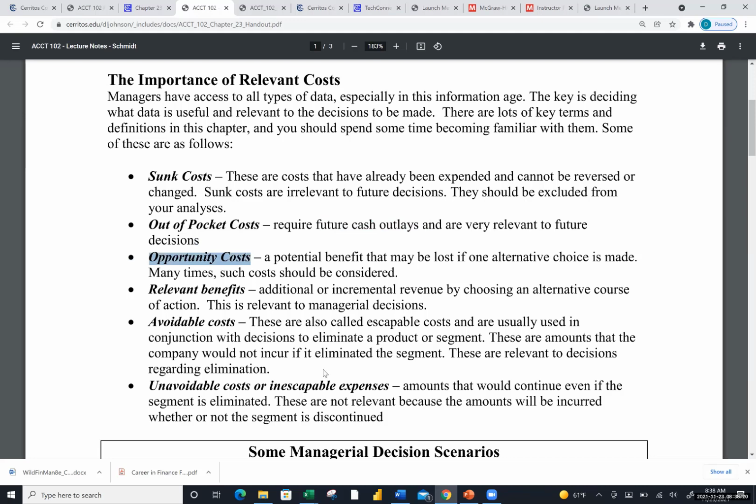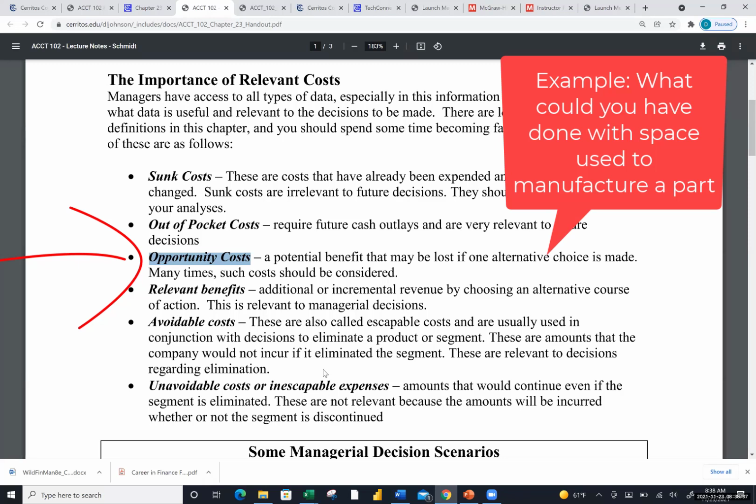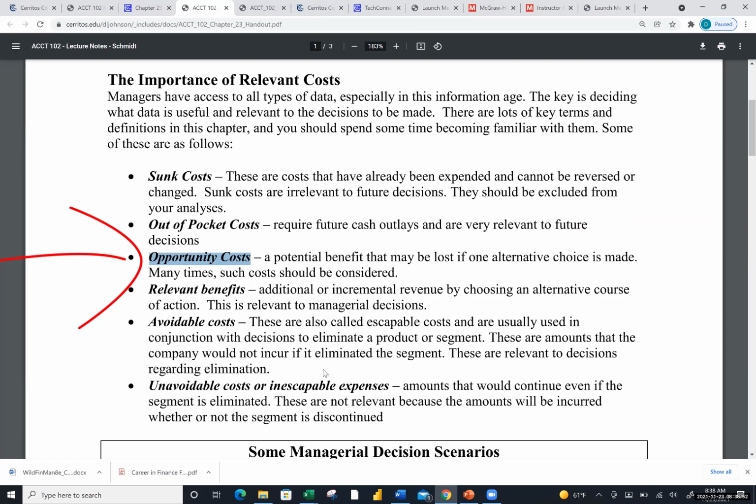The part that sometimes I struggle with in both accounting classes and in economics classes are opportunity costs. And that's because they're not so well defined many times. So an opportunity cost is a potential benefit, one that you may see if you choose one alternative over the others. And when given the information, we should be considering opportunity costs. Okay, most of the time in many of these problems, they don't give us enough information to consider opportunity costs.